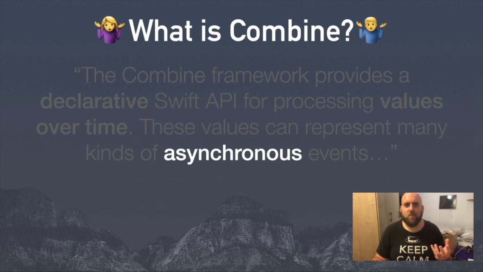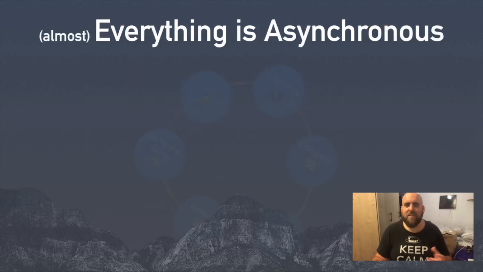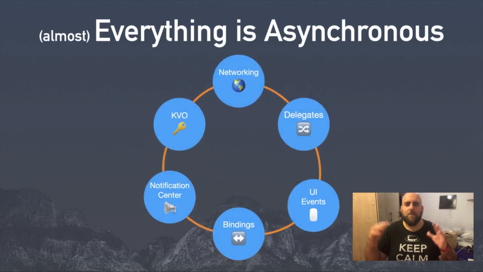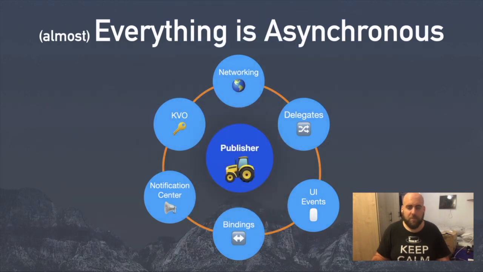When you hear asynchronous, what do you think about? What is asynchronous? Basically, everything. Everything in your app occurs over time, asynchronously. That means networking, that means notifications, that means even UI events when you tap on a button, that's an event that occurs over time. So in Combine, all of these things are unified under a single interface called publisher.